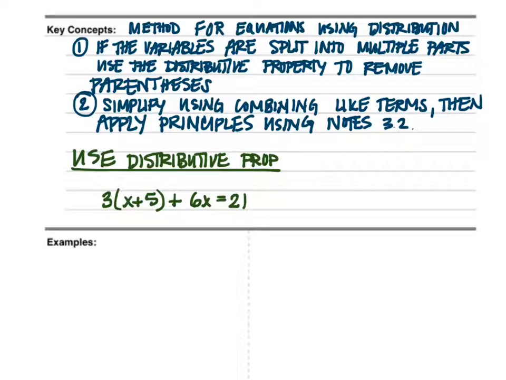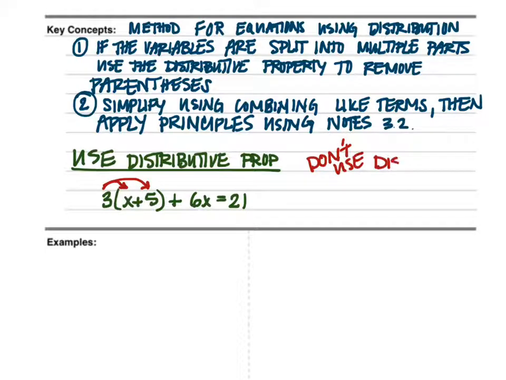In this situation, we will want to use the distributive property because we have terms that are separate. So here we have an x term and here we have an x term. These are multiple terms, so we want to go ahead and distribute the 3 to the quantity of x plus 5 and go ahead and solve.